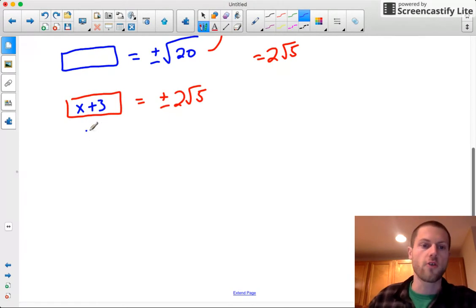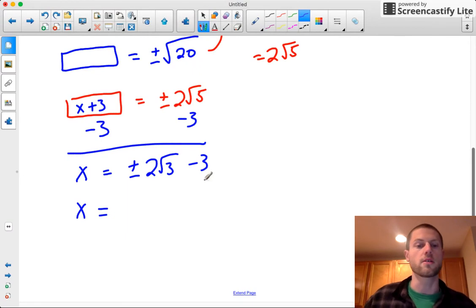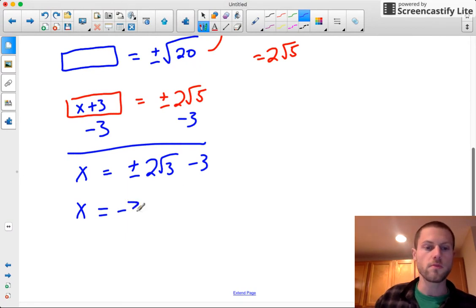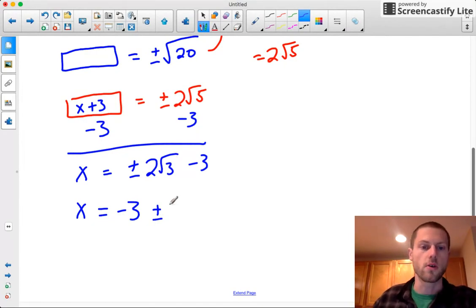So let's solve for x here, and let's subtract 3 from both sides. So we have x equals the positive or negative 2 root 5 minus 3. And really, by convention, we actually write this. We like to put the constant first, since it looks nice, and there's no confusion about what's underneath this radical. So we have negative 3 plus or minus 2 times the square root of 5.